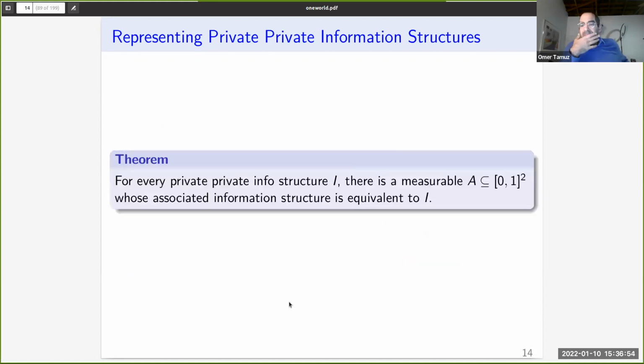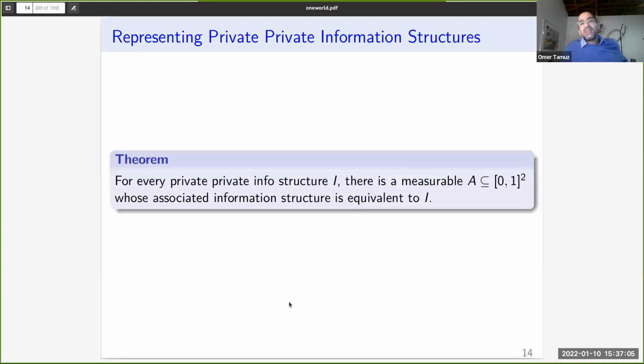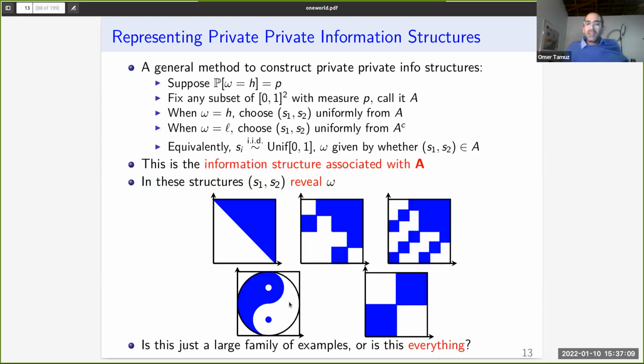Does this make sense? Okay. Please stop me if you have any questions. This is nice because it'll be very useful for us, because it really turns the question of studying private-private information structures into the question of studying subsets of the unit square. And we're going to be able to make use of some things that are known about the geometry of the unit square that other people have done.